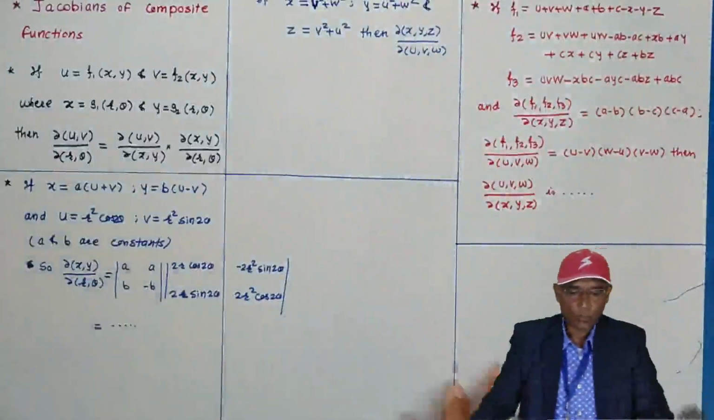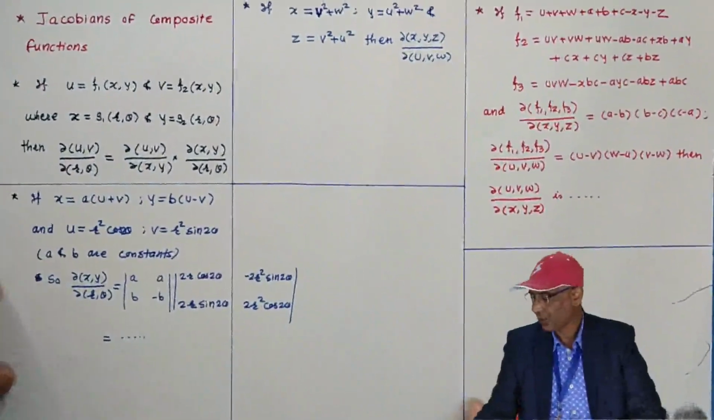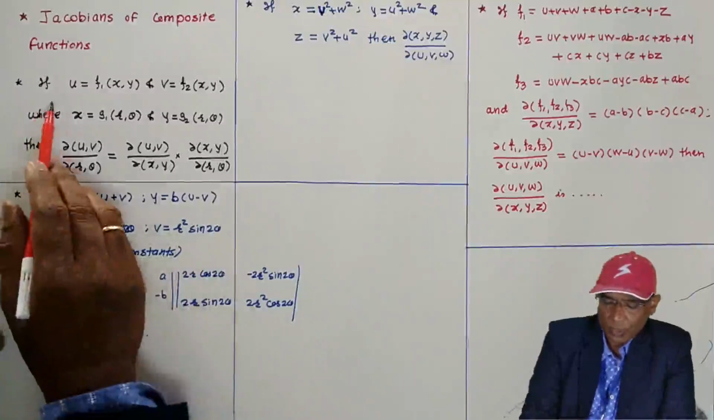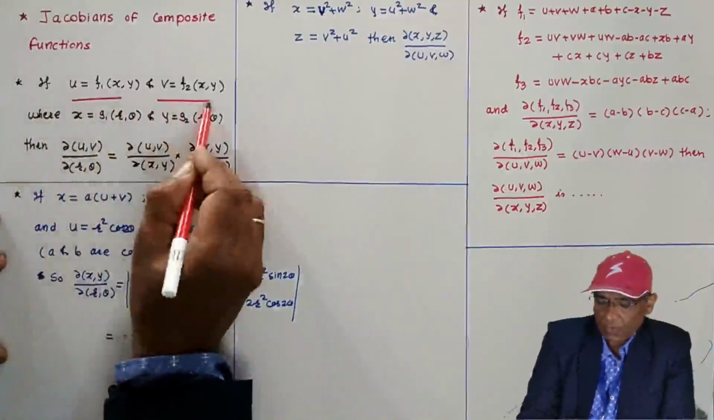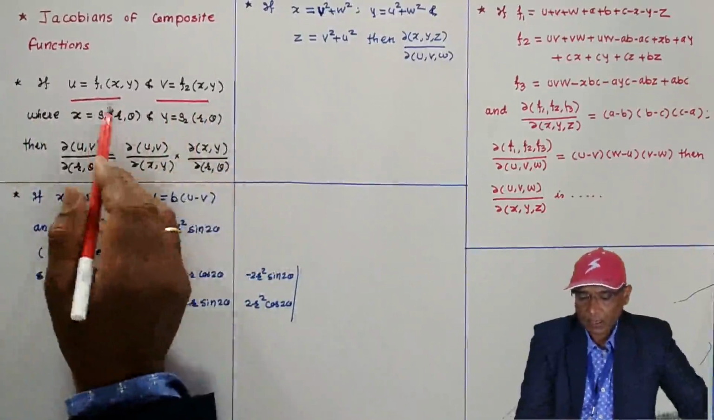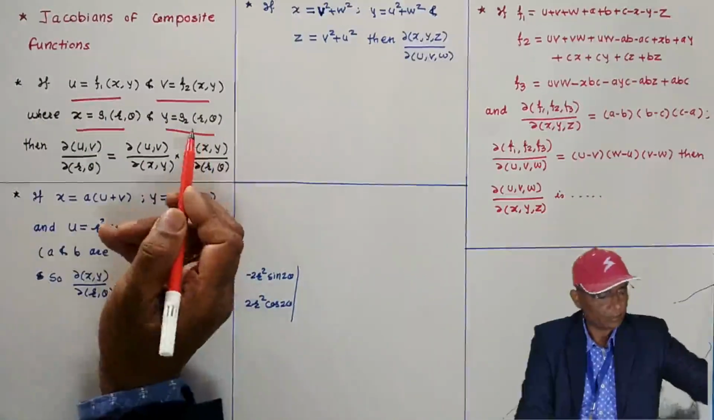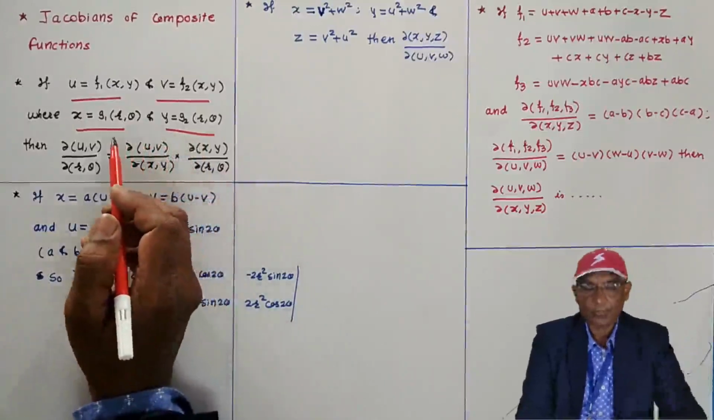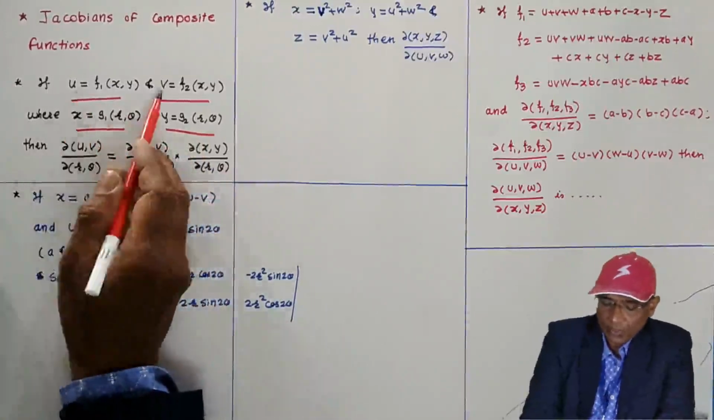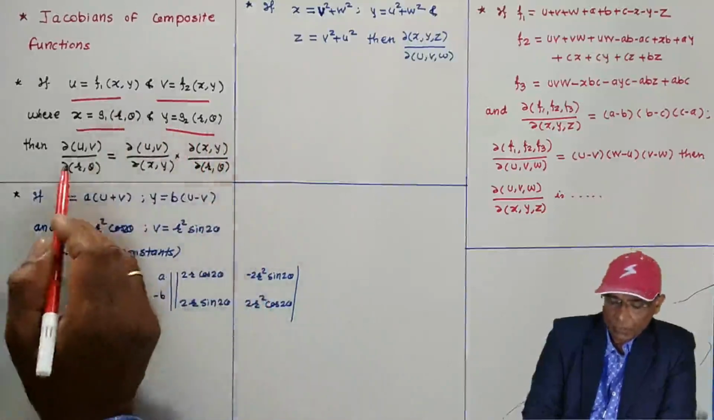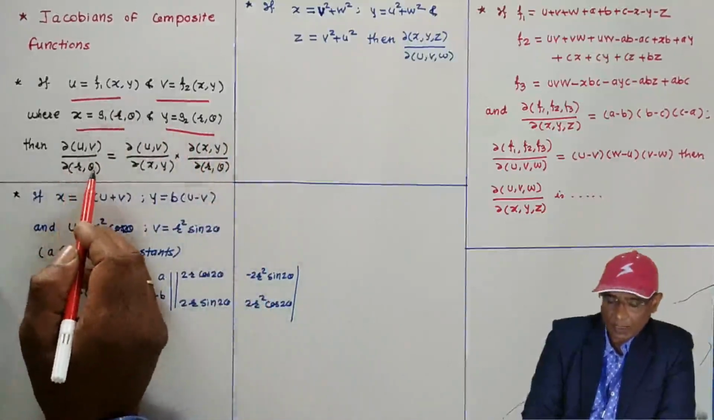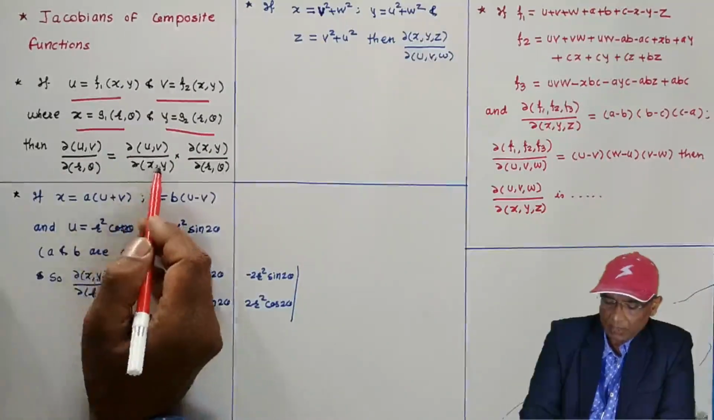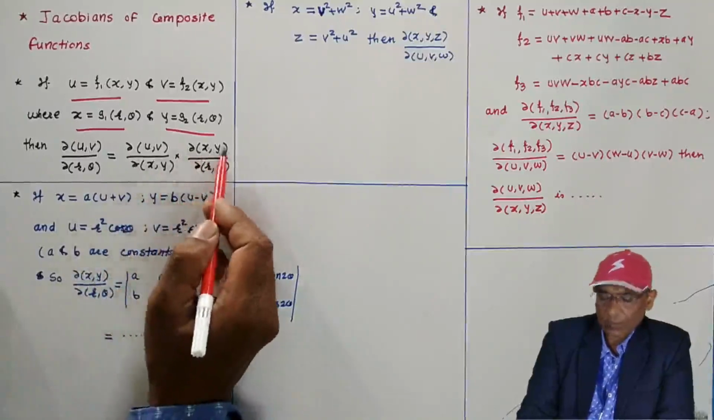Now Jacobian of composite function. If u is a function of x and y, v is a function of x and y, and x and y are functions of r and theta, so there is a composition in the pair of uv and r theta. And if Jacobian of u and v with respect to r and theta we want, then Jacobian of u and v with respect to x and y, and Jacobian of x and y with respect to r and theta.